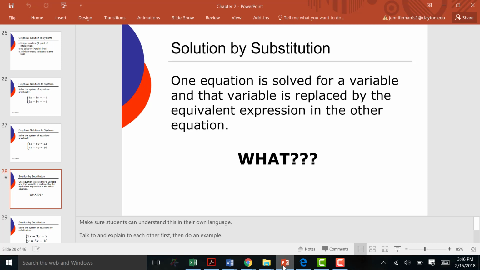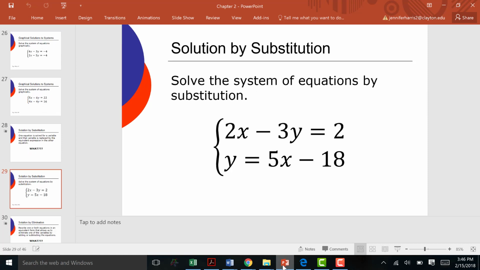Well, same thing here. We're gonna take something out, but in order to take something out, we still have to put something back in its place. You understand what I'm saying? That's what substitution means. Take something out and put something of equal value back in its place. So look at this next equation. All righty, here's my equation. We have 2x minus 3y equals 2, and I have y equals 5x minus 18.